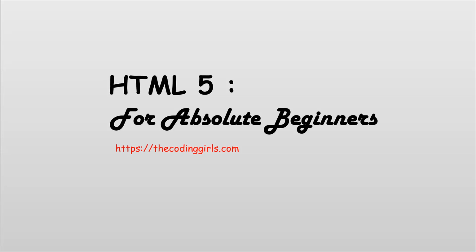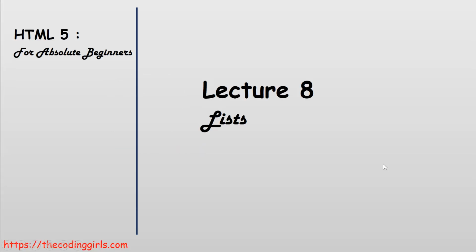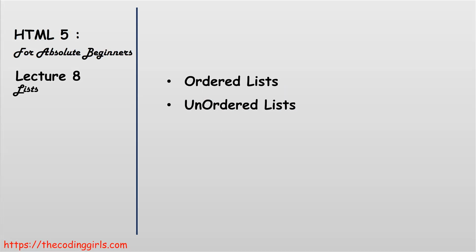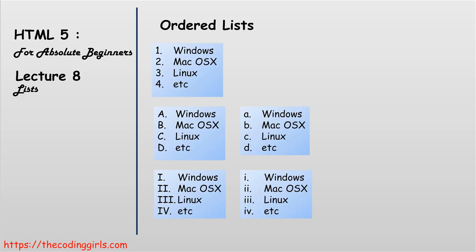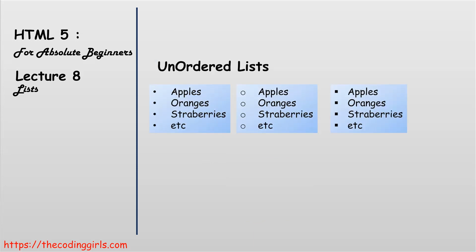Hi! In this lecture, we will learn about lists in HTML. There are mainly two types of lists, the ordered lists and the unordered lists. The ordered lists have some kind of numbering, like 1, 2, 3 or ABC, etc. On the other hand, the unordered lists are the lists with bullets and do not have numbering.